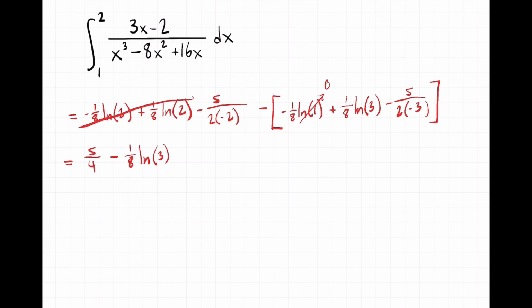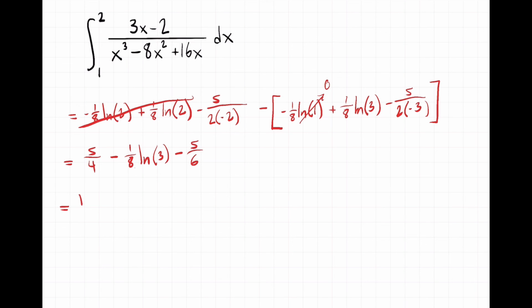Okay, minus, well actually, how many negative signs do we have here? We've got 5 over 2 times negative 3. That's 5 over negative 6. But there's a minus sign in front of it, which makes it positive. But there's a minus sign in front of the brackets, which makes it negative again. So negative 5/6.